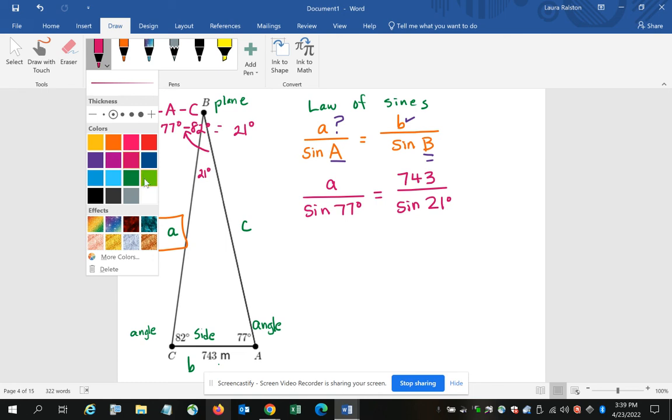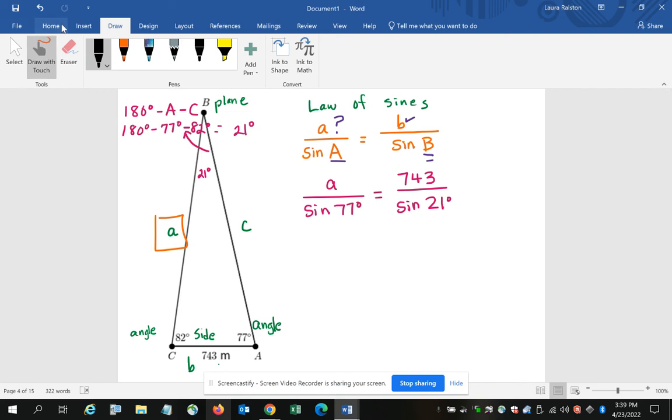Guys, one of the things that is super important when you're working this problem is notice that all of your measurements are in degrees. Your calculator has to be in degree mode when you do these calculations. Otherwise, you will get the wrong answer. You got to be in degree mode. All the measurements are in degrees.